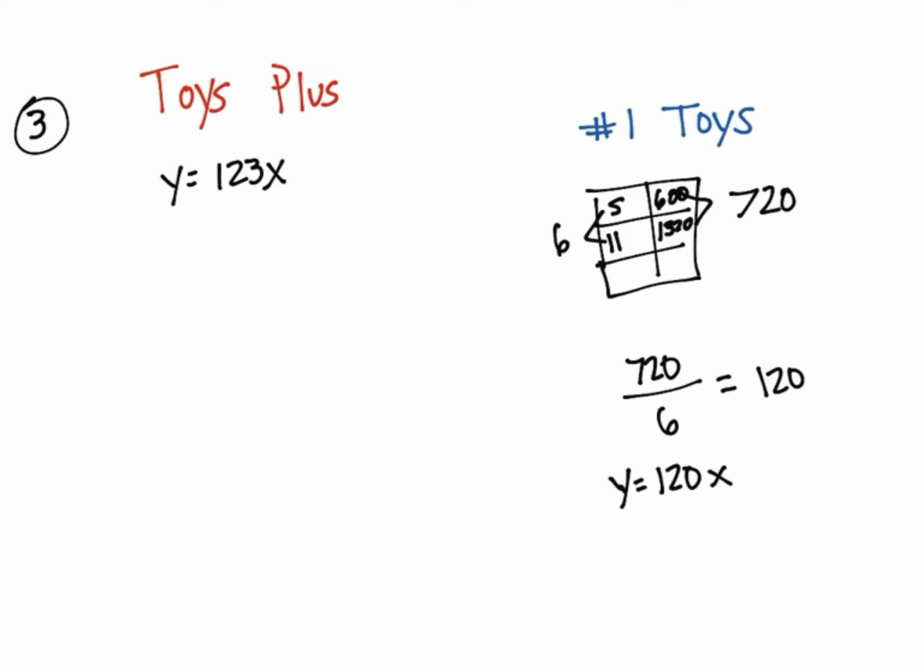And it asked us which one produced at a slower rate. Number 1 Toys produces 120 toys per minute, and Toys Plus produces 123 toys per minute. So Number 1 Toys is the company that produces slower.